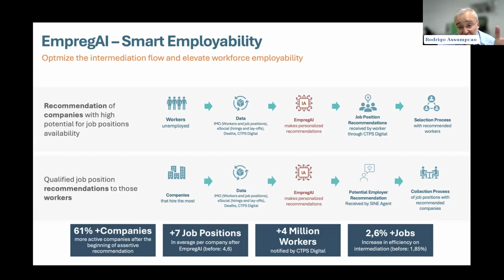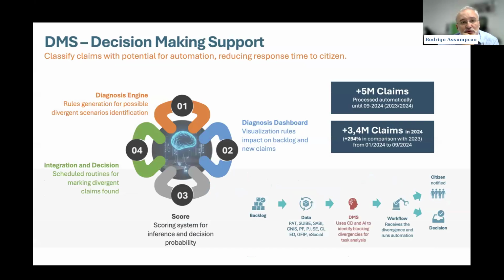All of our areas within the company are having new digital AI projects to enhance and help the way we work. So this is a smart employability use case that is helping match jobs and job offers. We have a very interesting decision-making support, so that helps the people who are in the front line in the offices to conduct their decisions.